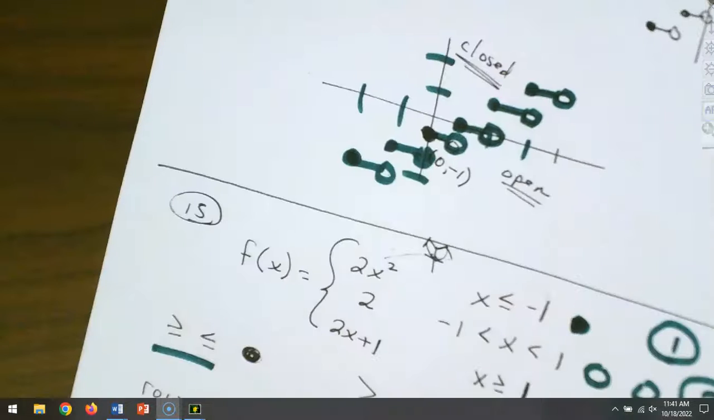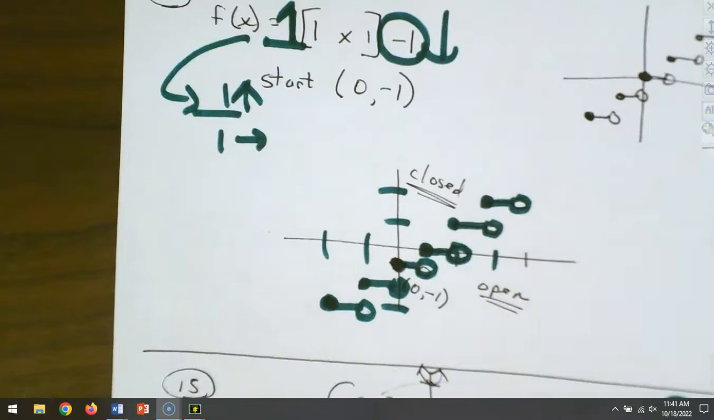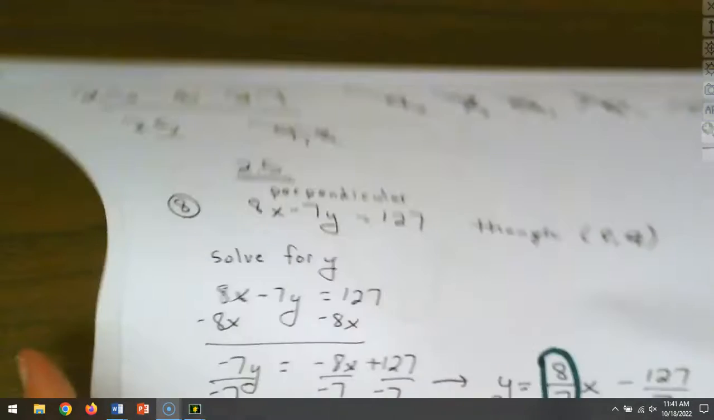2.8 is a very, very easy section to do. So 2.8 is functions. More with functions.